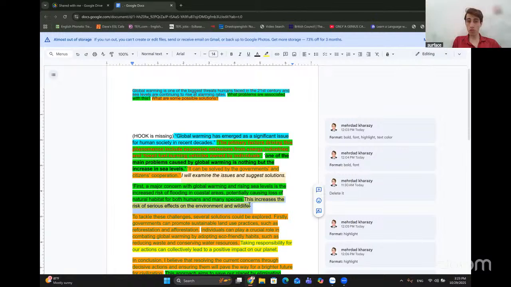This one over here is the closing sentence that we talked about. She has used the closing sentence, so it is nice. This increases the risk of serious effects on the environment and wildlife. But she doesn't have any examples to back up her opinion.